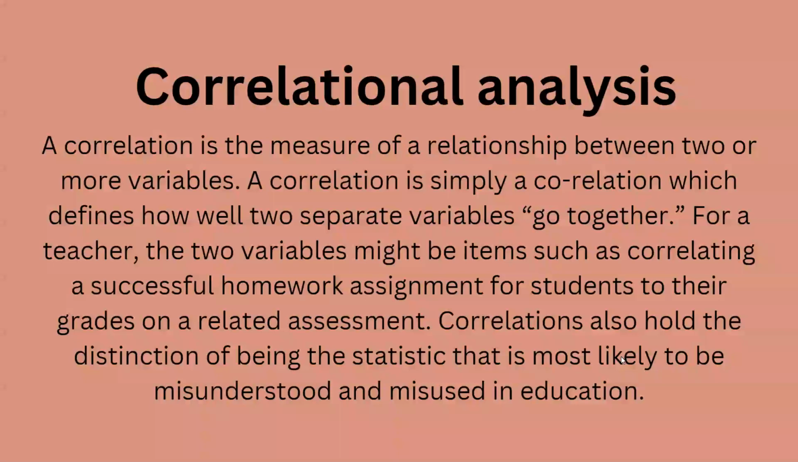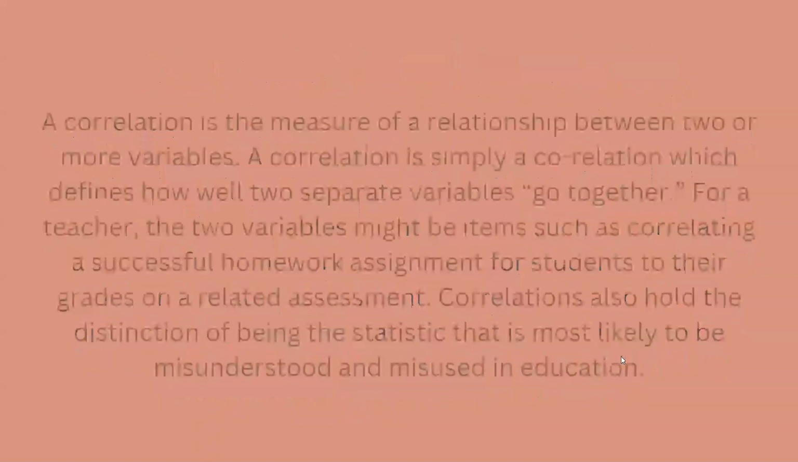Correlations also hold the distinction of being the statistic that is most likely to be misunderstood and misused in education. It is possible to correlate any item to any other item. Some correlations are silly, such as the correlation made between the relative abundance of clouds in the sky to a winning lottery ticket. Other correlations have a real value to teachers, such as the correlation between the amount of time that students study and student achievement. Sometimes correlations are useful, sometimes they are not, sometimes they are positive, and sometimes they are negative.